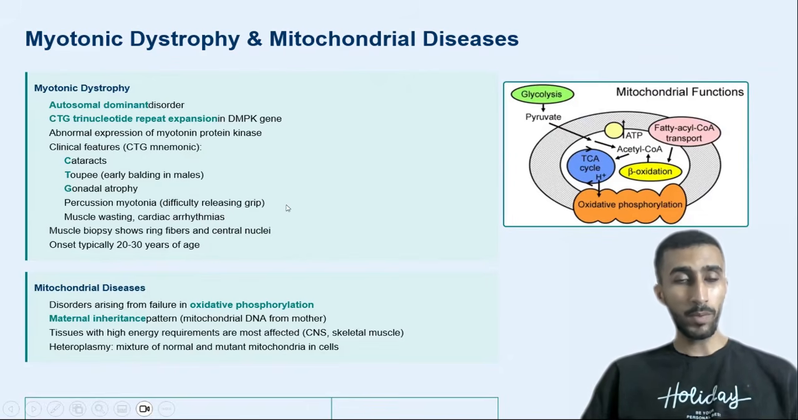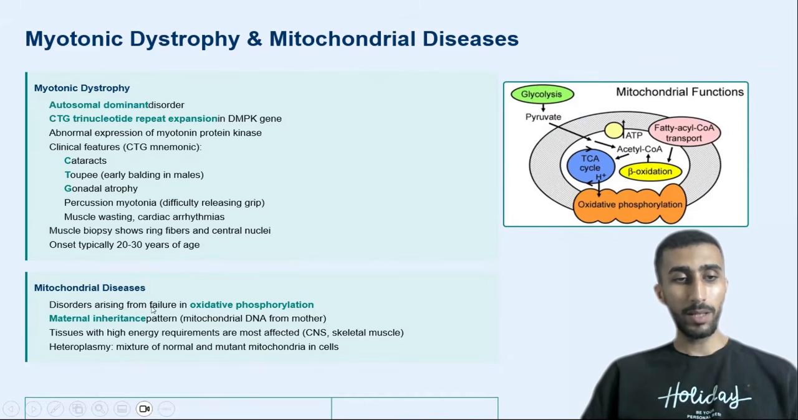So you have to remember two things. First is the difficulty of releasing hand grip, or the myotonia. Next is the clinical features, which are cataracts, toupee, and gonadal atrophy. This is in the mnemonic CTG, which is the same as the trinucleotide repeat expansion CTG.